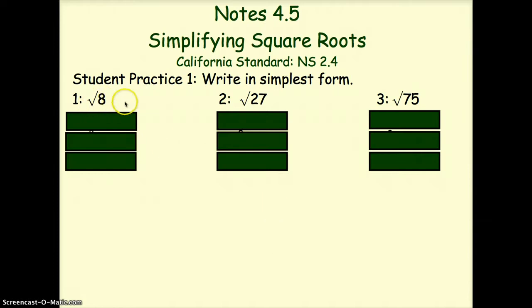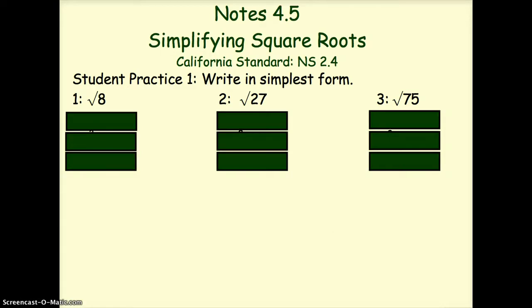So I want you to go ahead and try this out. First of all, you want to turn this into two numbers that are multiplied together. One of them needs to be a perfect square on each of those. You can square root the perfect square, leave the remaining number underneath the radical sign. Okay, go ahead and try it out.